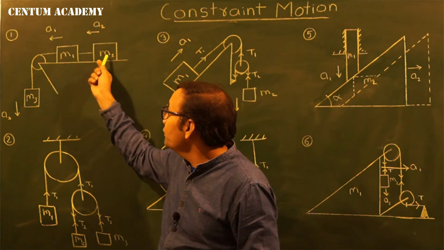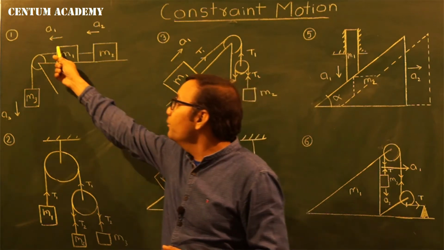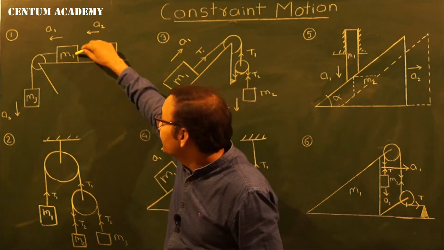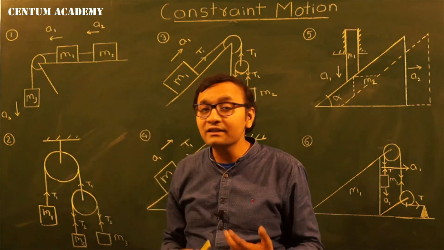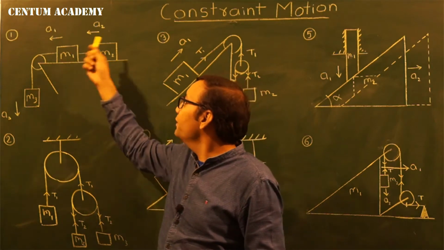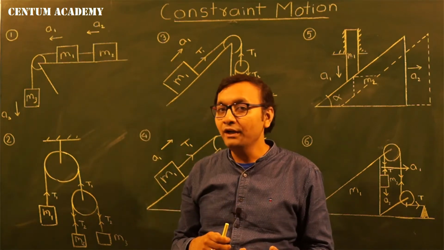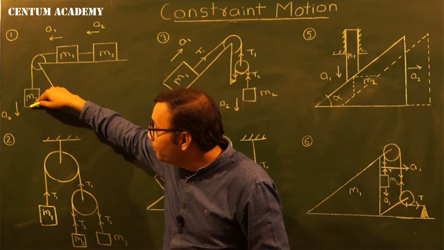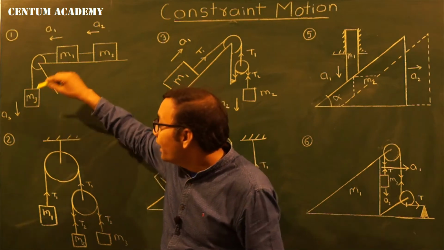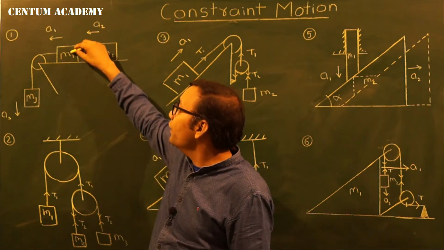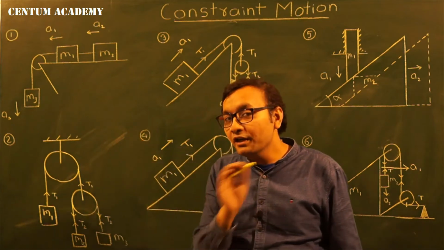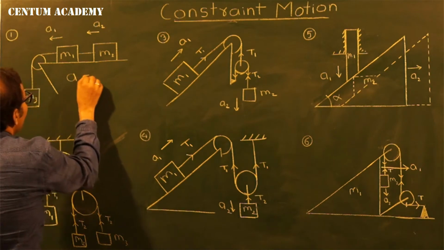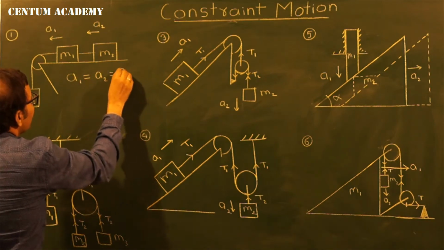Now when M1 pulls M2, if M1 moves by X, M2 will also move by X, right? Because the string is connected between them and it is inextensible. So acceleration A1 must be equal to acceleration A2, right? And where the string X goes, it goes in the motion of M3 down, right? So acceleration A3 is also equal to A1 or A2. So the constraint relation for this particular question is A1 equals A2 equals A3.